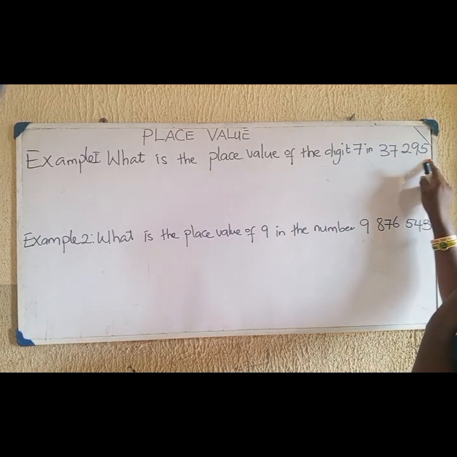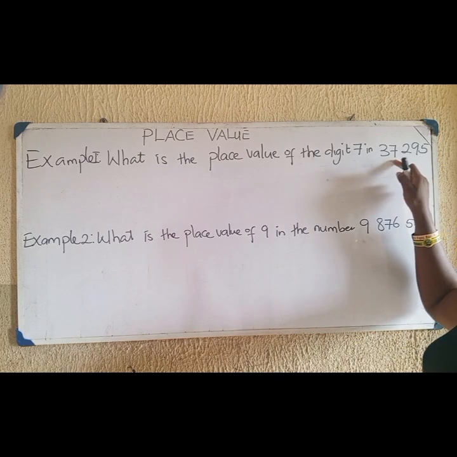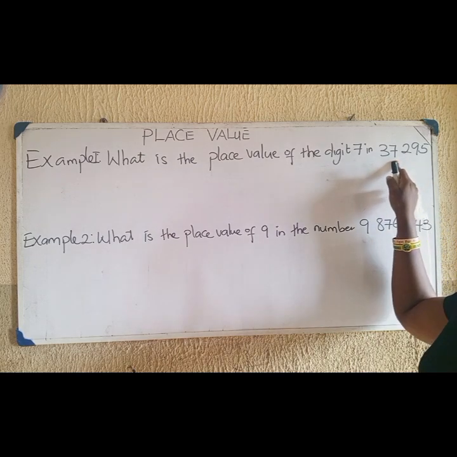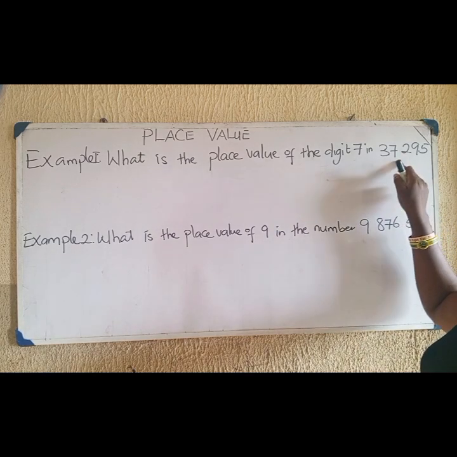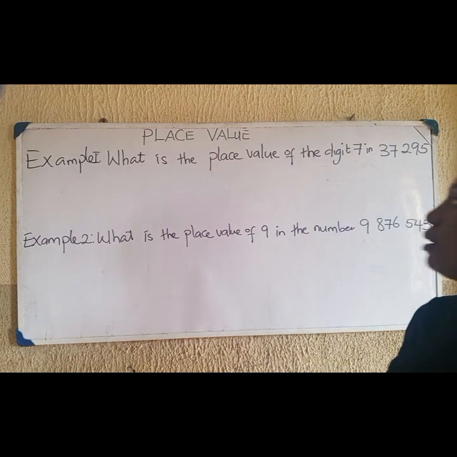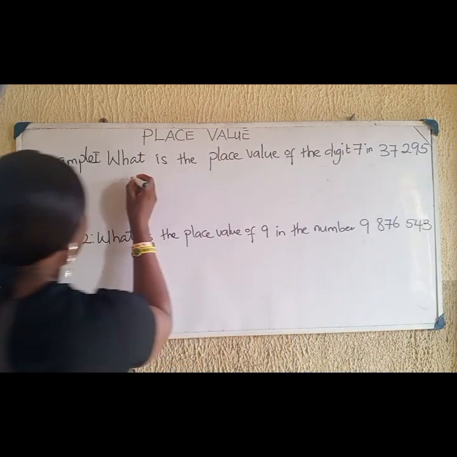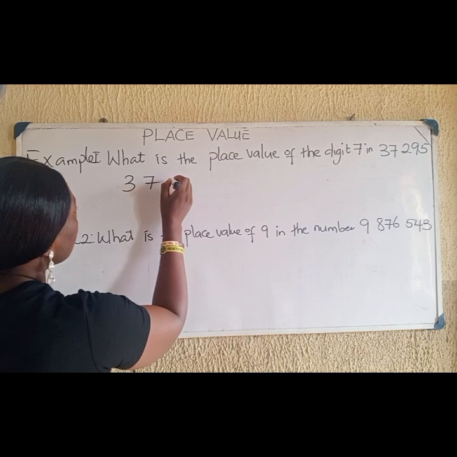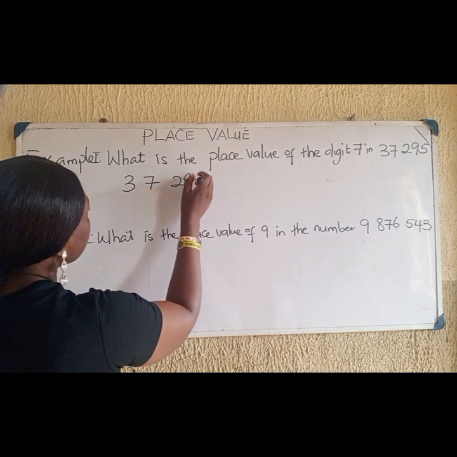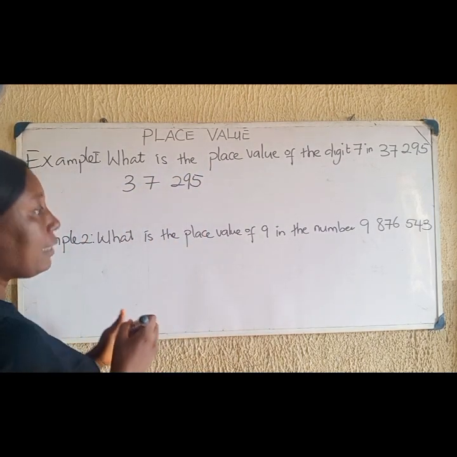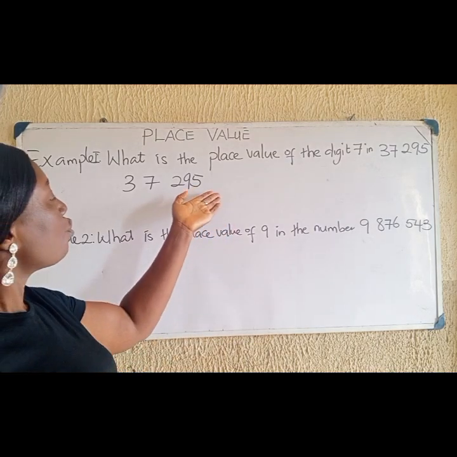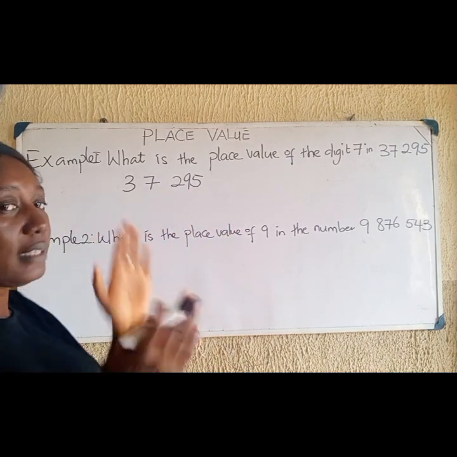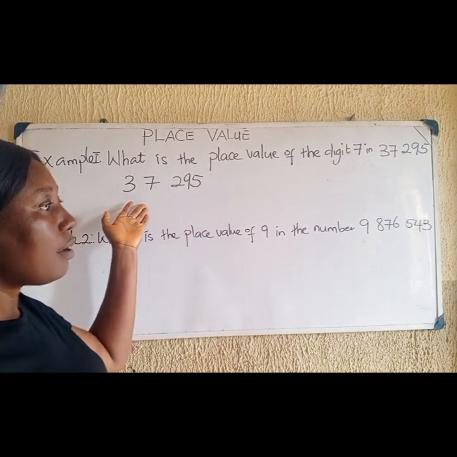So question number 1 says, what is the place value of the digit 7 in this number? So when you look at this number, you can see that 7 appears there. So they're now asking you the position of that 7 in the number. So let me bring out the number first. The number says 37295. Remember that I said you have to group it into group of what? Threes, starting from the right.